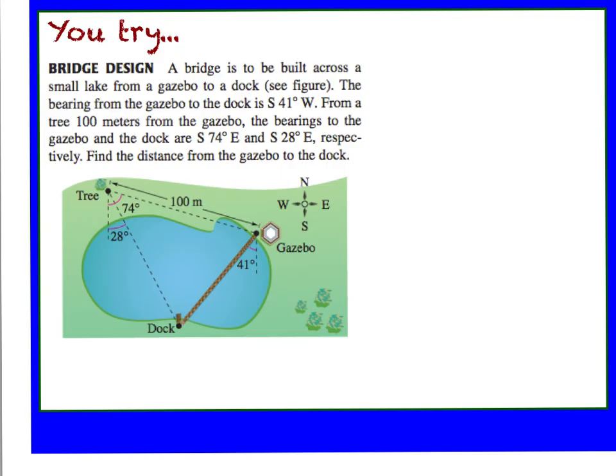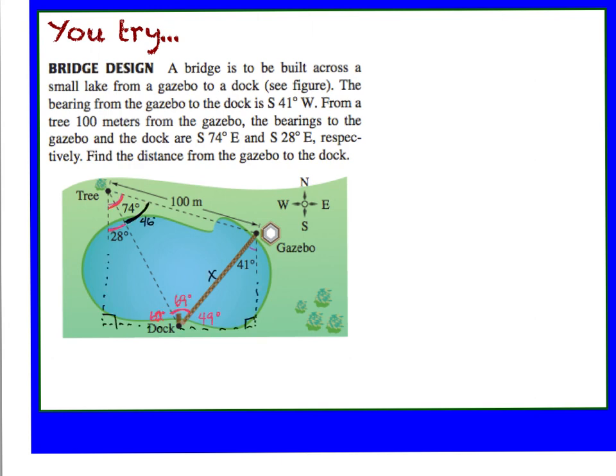A bridge is to be built across a small lake from a gazebo to the dock. The bearing from the gazebo to the dock is south 41 degrees west. From a tree 100 meters from the gazebo, the bearings to the gazebo and the dock are south 74 degrees east and south 28 degrees east, respectively. Find the distance from the gazebo to the dock.